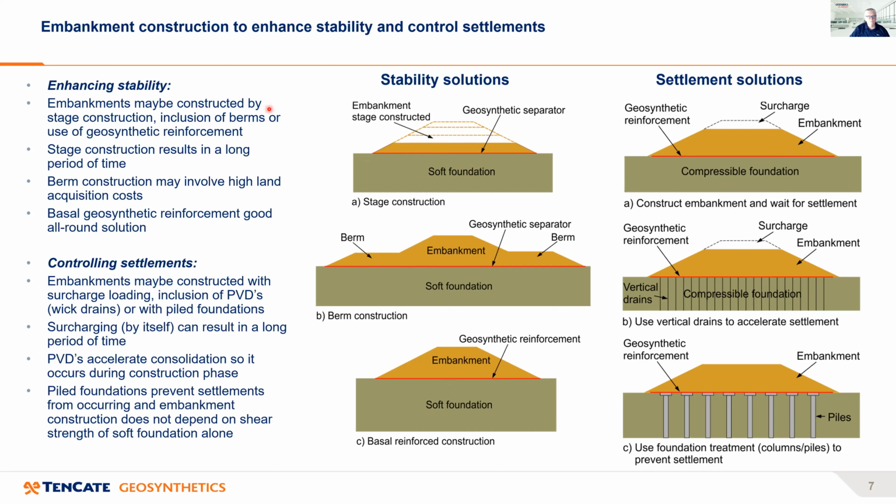We can construct embankments by stage construction, where we place the geosynthetic separator in this case, and we build up layers of the embankment fill to certain heights, and we let that settle and consolidate, and then later we come back and build up the next lift, and we can repeat the process until we've constructed the embankment.